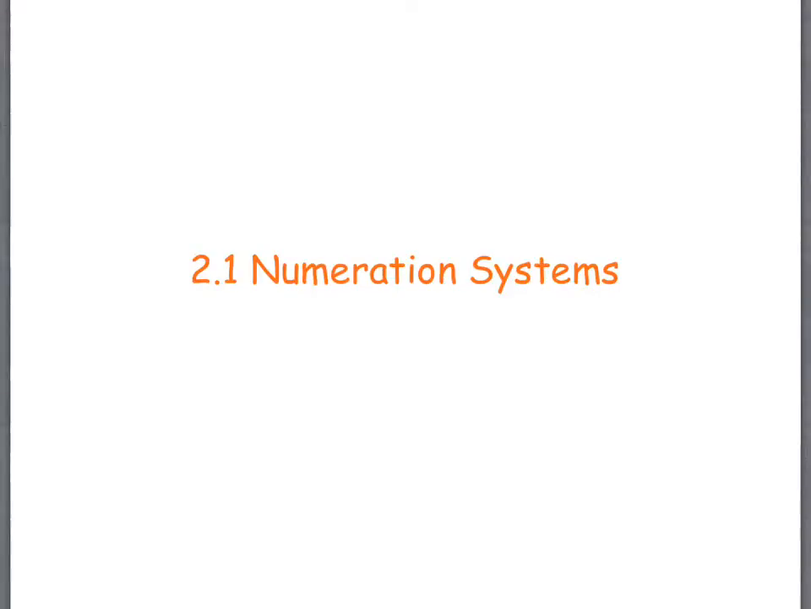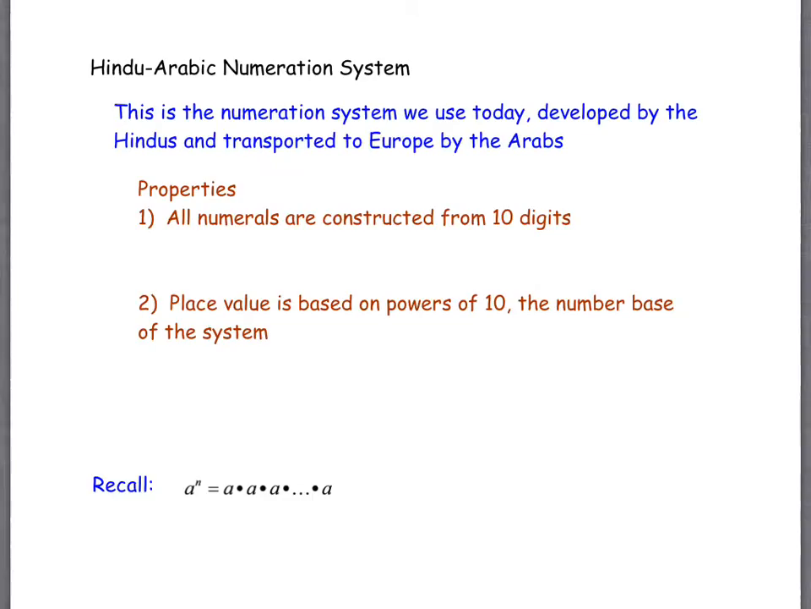Section 2.1 is called Numeration Systems. What we're going to be doing in this section is looking back from a historical perspective at a few different numeration systems that led up to the one we use today. We will also talk about the numeration system that we use today. So let me talk first about our system a little bit, and then we'll look backwards at where some of the pieces came from.